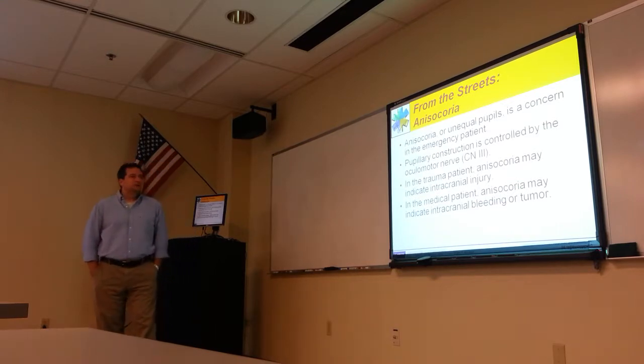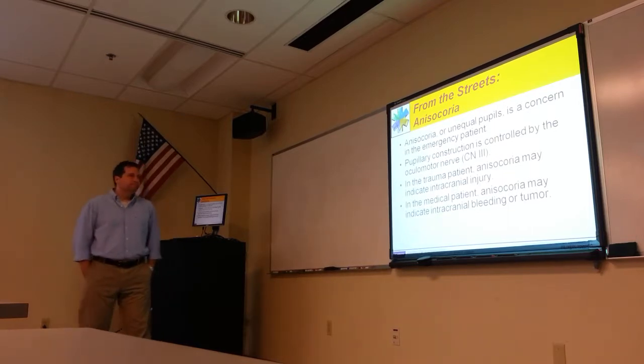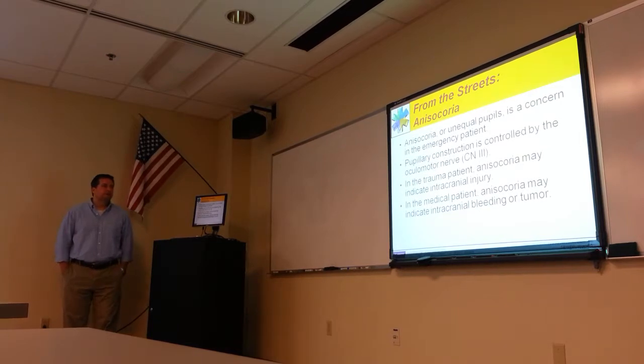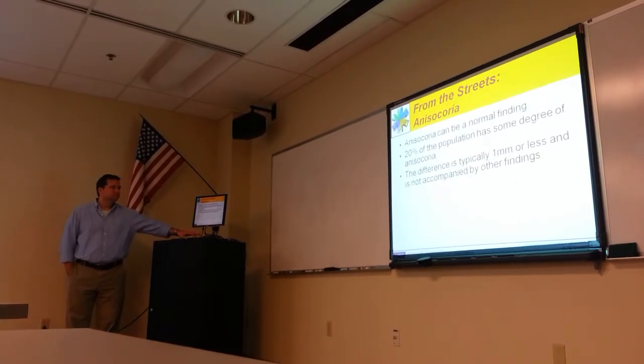Pupillary constriction is controlled by the oculomotor nerve, cranial nerve 3. I already saw that. Anisocoria may be an injury or bleeding or tumor. Maybe normal.